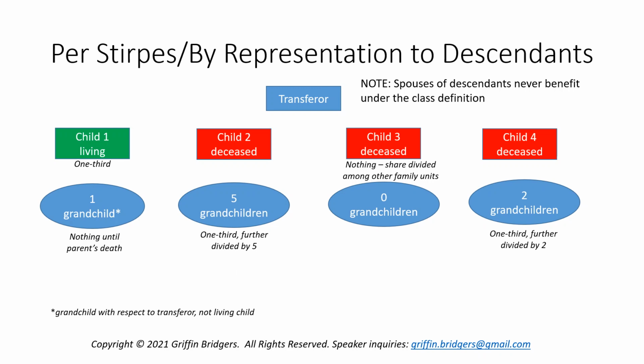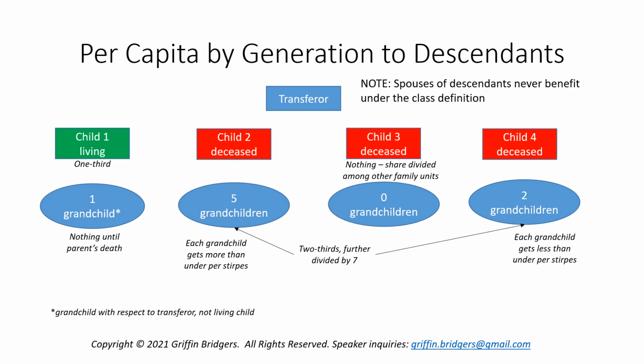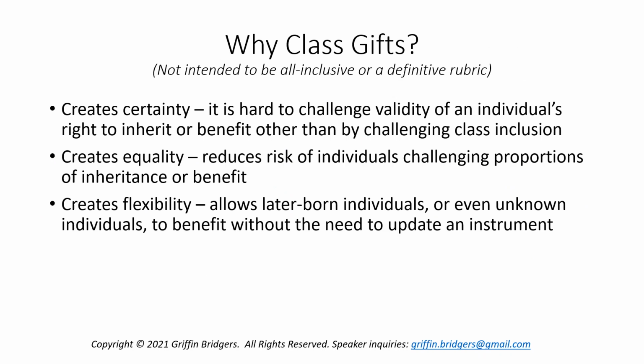And like I said, the most commonly used one is per stirpes or by representation. But if you have a client that has maybe a number of grandchildren in one family unit as compared to the others, you might want to talk about per capita by generation to see if that's a better fit.